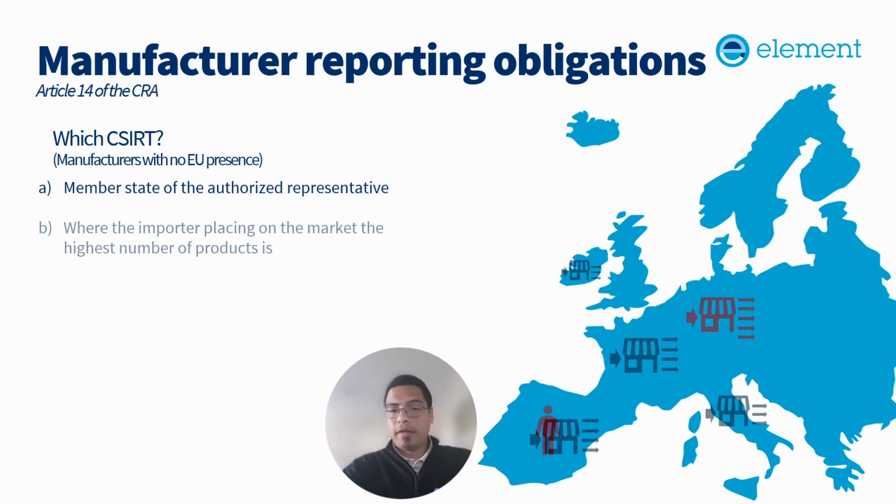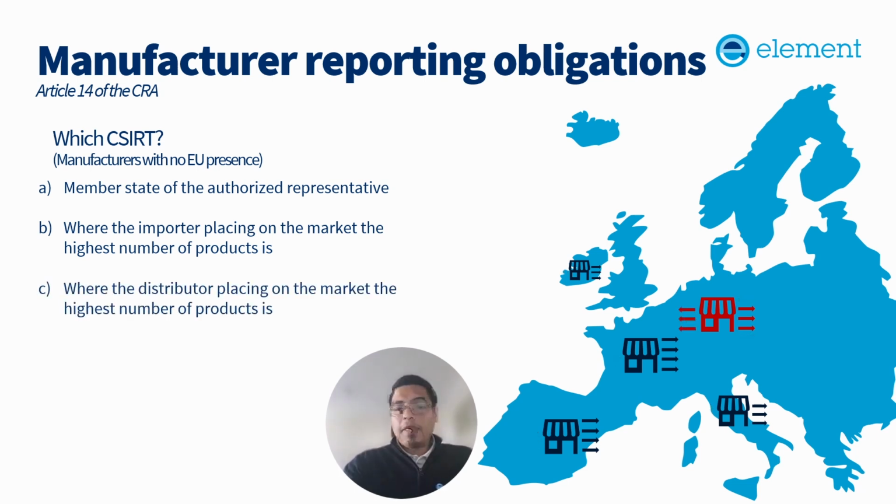So, if you don't have an authorized representative, then the first option is the member state where the importer doing the most placing on the market of products is based. Again, it's not necessarily the biggest importer in terms of the size of operational business, but it's the one that's placing the highest number of the product on the market. If that cannot be determined, then maybe the distributor that is placing the most products in the market is known and relevant, and whichever member state that distributor is in will be the member state whose CSIRT reports are made to.